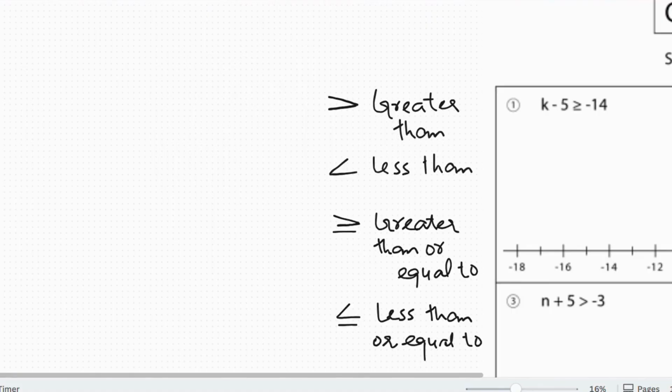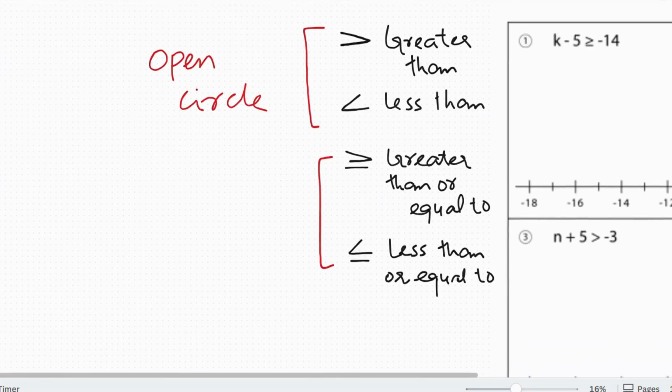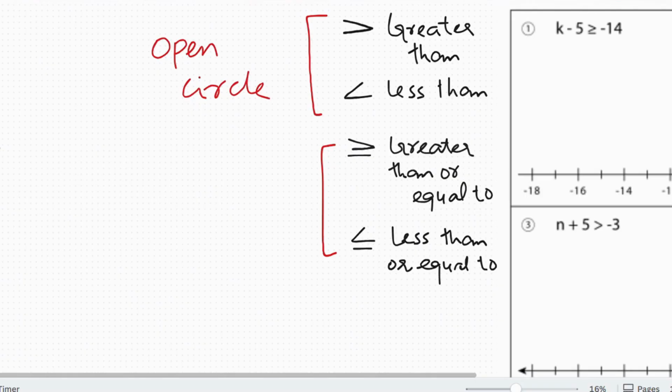But before that, we have to understand one more thing, and that is whenever we have greater than or less than, we will be using an open circle when we are graphing it. I will show you how an open circle looks. And whenever we use these two signs, greater than or equal to or less than or equal to, we will be using a closed circle when we are graphing it, okay?